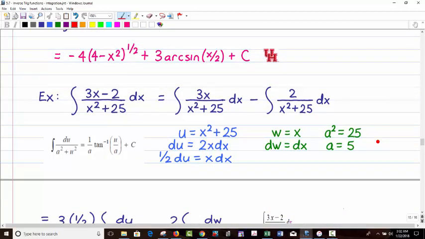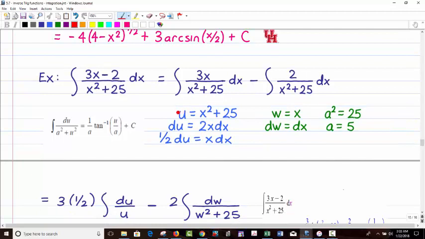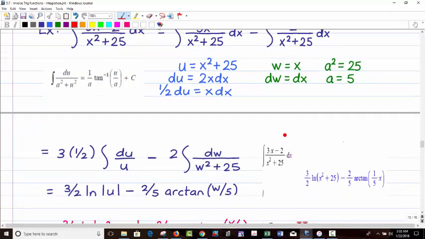Except this one's going to have arctan in it this time instead of arc sine. Split them up. The first one, because we have an x squared and an x, we'll let u be the entire denominator. x squared plus 25 gives us 2x dx. So it's 1/2 du as x dx. And this one on the right perfectly falls into arctan. Not too much work to do there, with w being x, dw is dx, a is 5, so it's good to go for arctan.